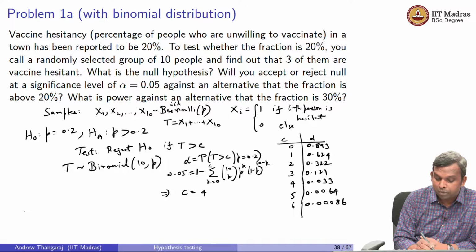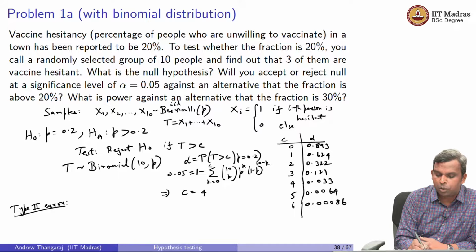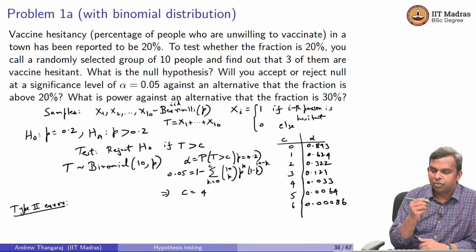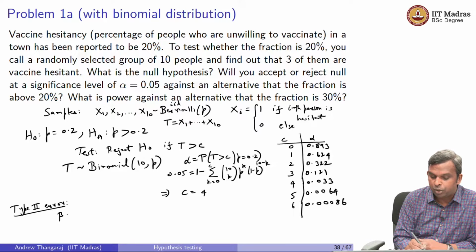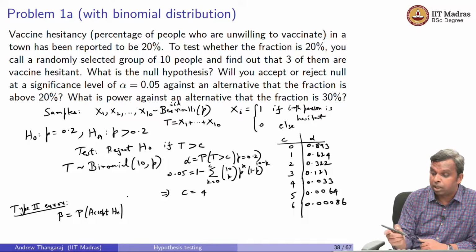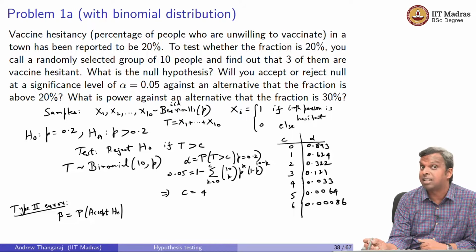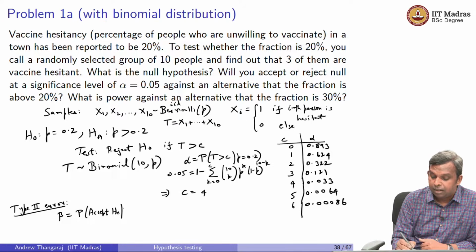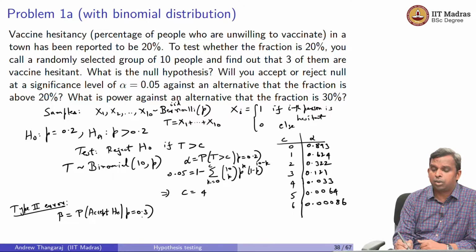So what is power? Power, or let's look at type 2 error, right? So type 2 error, this is important. So far we never spoke about type 2 error, right? Type 2 error is where this other notion will come in. Usually we denote it beta. It's probability of accepting null given the HA is true. And what is HA? You have to provide a precise alternative. Okay. So let's say I'm saying P equals 0.3. So instead of 0.2, maybe it is 0.3.